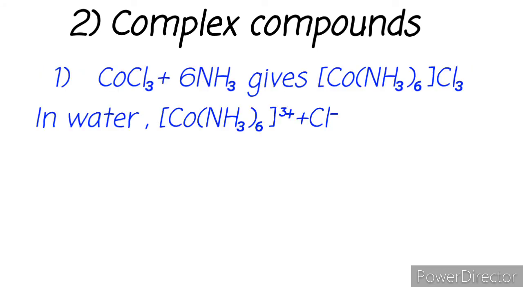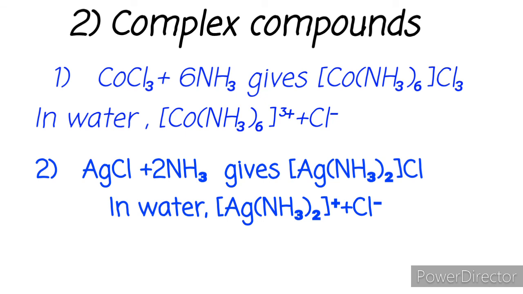Now let's see the example for complex compound. This complex compound is formed by the addition of cobalt chloride and ammonia in 1:6 ratio. And in aqueous solution, this complex will not dissociate into cobalt ion, ammonia and Cl-. It stays as the complete complex and only partially dissociates into chloride ion. That's why these show the same property as in solid state.